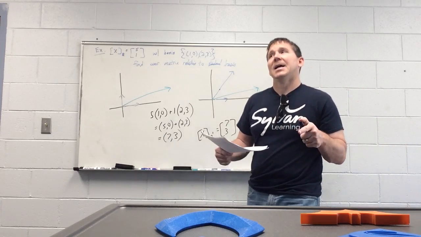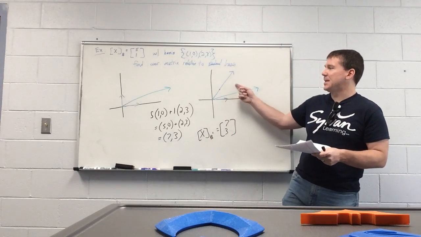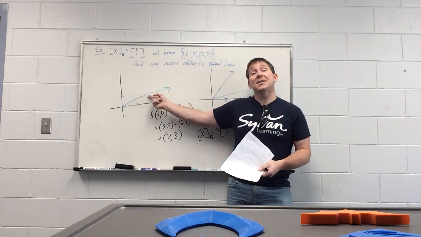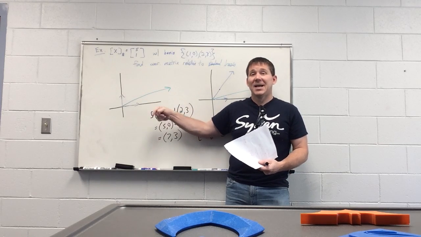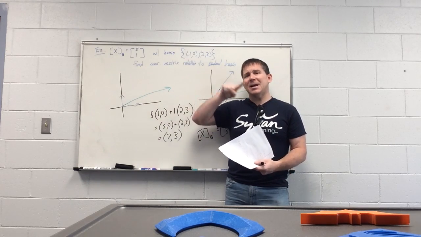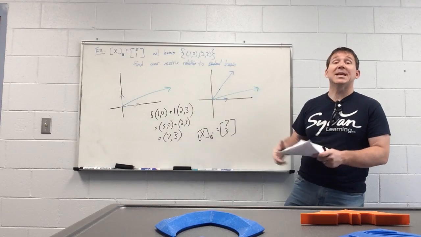Which means I can take things using different bases and write them in terms of the standard basis. Or vice versa, if we think about the ellipse, I can take ellipses that are written with the standard basis and write them with respect to a slanted basis.